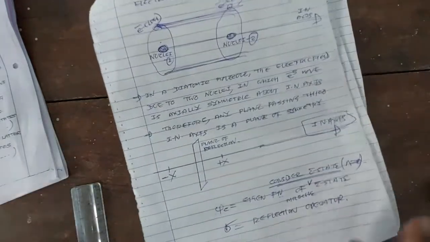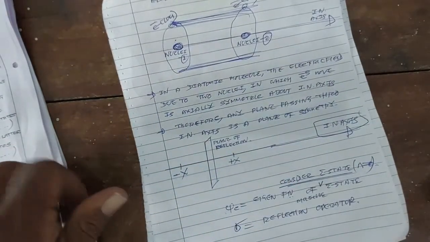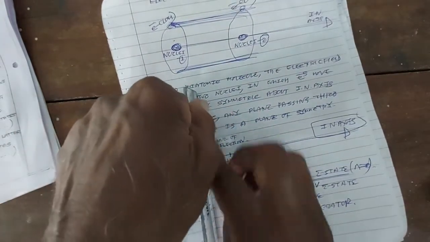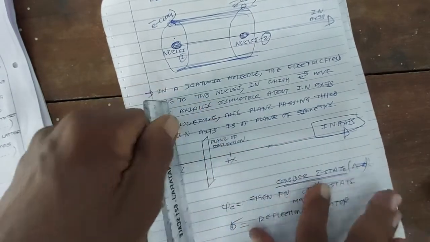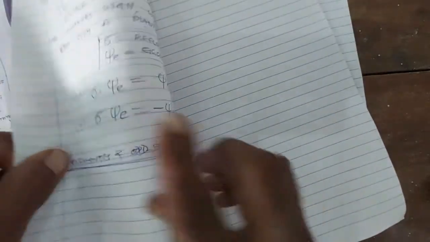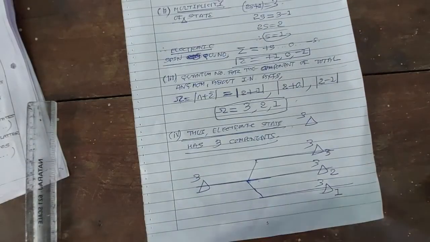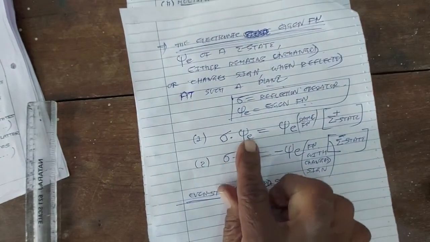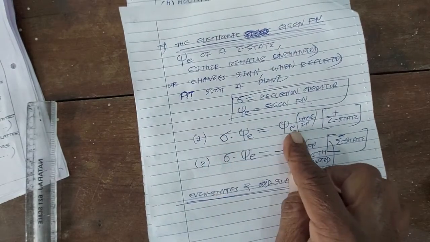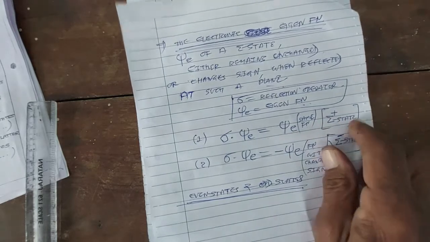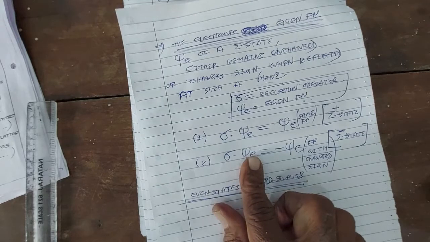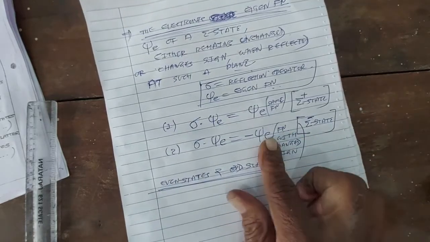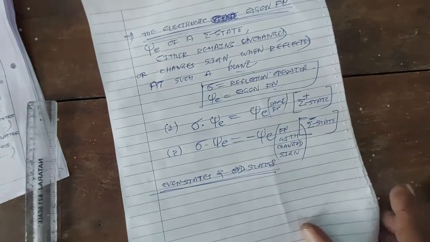Here I have discussed that this is a plane of reflection. Suppose you consider a mirror here. Then the mirror is called a plane of reflection. The reflection operator is sigma. When you operate the reflection operator sigma on the eigenfunction psi of the molecule and you get the same function psi, that state is denoted as a sigma plus state. If you get a function with changed sign, minus psi, then that state is called a sigma minus state.